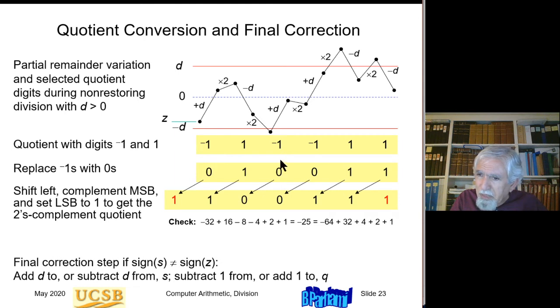Replace minus 1s with zeros, first step. Shift to the left, and during shifting to the left, complement the most significant bit and insert a 1 there. And I leave it up to you to verify that this 2's complement number is the same as this number.